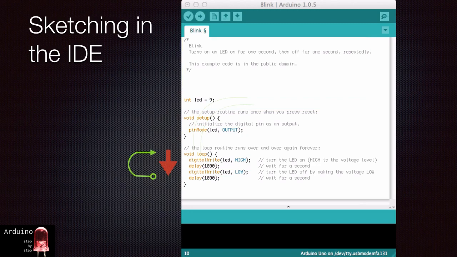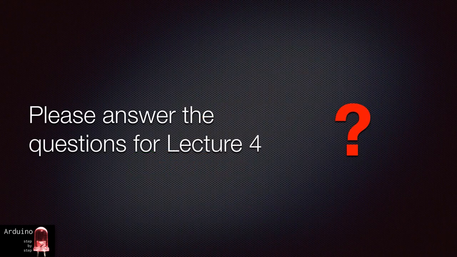So there you have it, the first Arduino circuit and the blinking LED. In the next lecture, we will make the same LED, using this exact same circuit, fade on and off, giving us a much nicer visual effect to look at. Before that, please complete the Lecture 4 quiz questions.